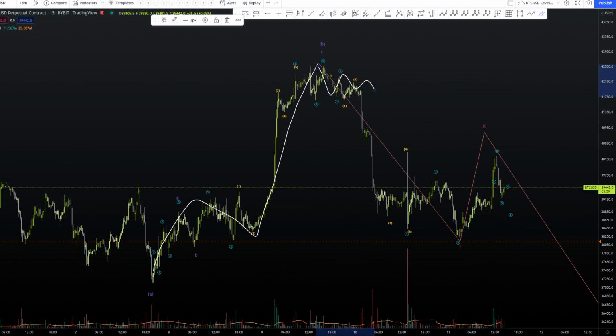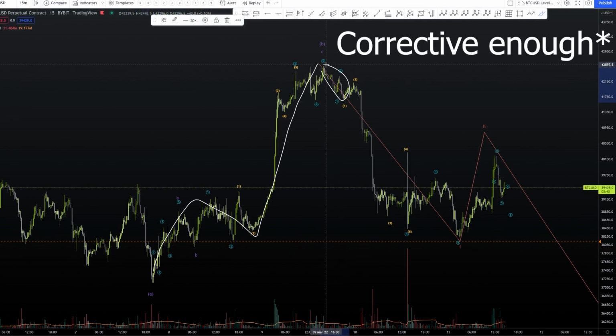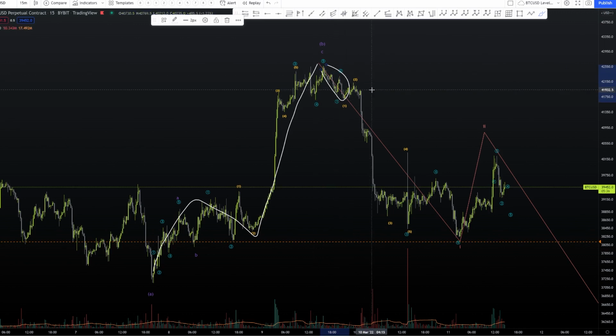However, off this high right here, I was not too convinced that this was corrective, so I did not buy this wave 4. I told you guys I would be considering it, but I chose not to buy it because it did look a little bit more impulsive than corrective. And it could have been corrective right here, but it didn't look corrective enough for me to really take the risk of trying to buy this wave 4, assuming this would be a wave 4.